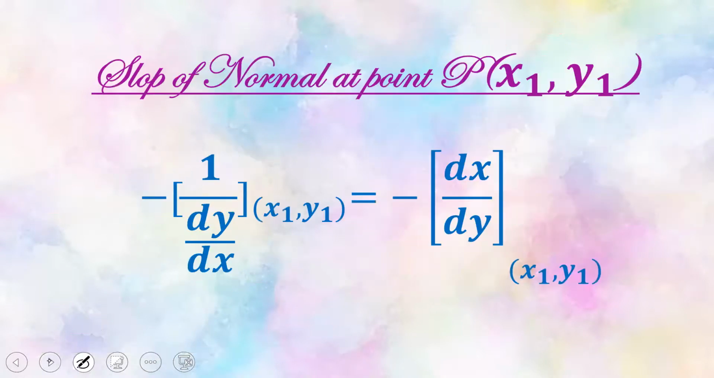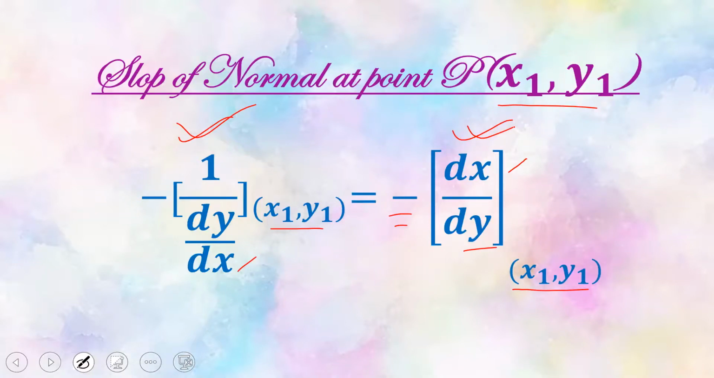Now let's find the slope of the normal at a certain point (x1, y1), that is minus 1 upon m, or minus 1 upon dy/dx at the point (x1, y1), or I can say this value will be equal to minus dx/dy, that is the derivative of x with respect to y at the point (x1, y1). These two things are the same. Whatever you want to find, you can find dy/dx and then take its reciprocal with the minus, or you can find dx/dy and take the minus. Both are the same thing.